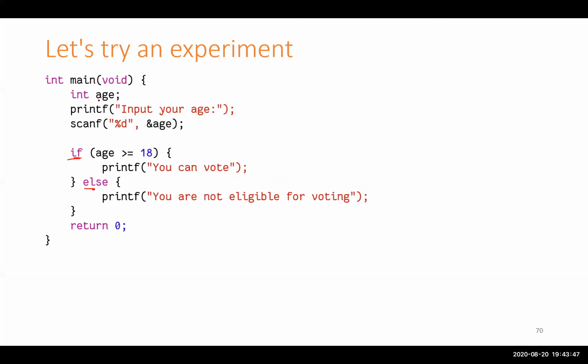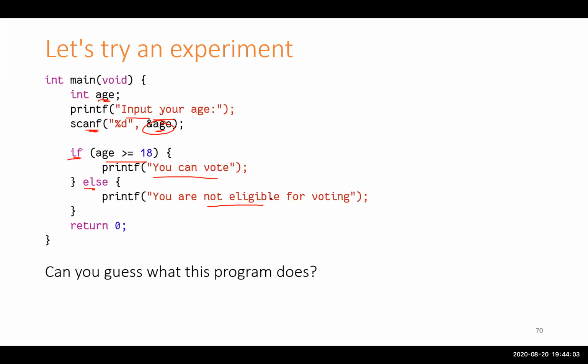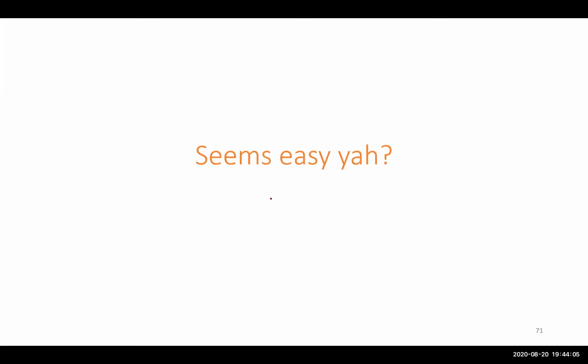You can say integer age, input your age. I don't know what scanf is, but it seems to be reading your age, right? Input age, so you probably read your age. Figure whether your age is above 18, print whether you show that you can vote, otherwise show that you cannot vote, right? So it's quite easy to read this code, right? Okay, quite easy to read program code.